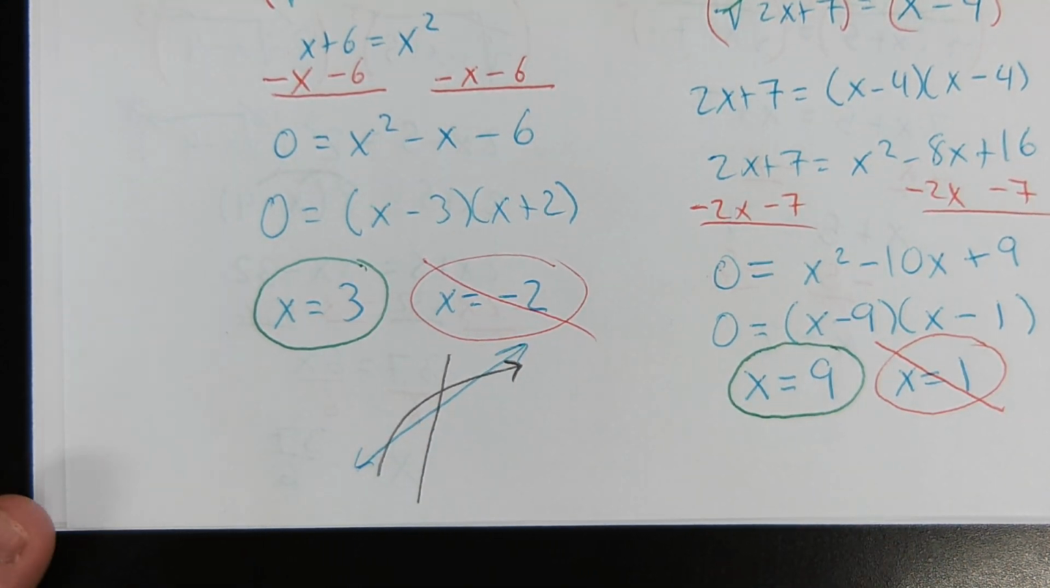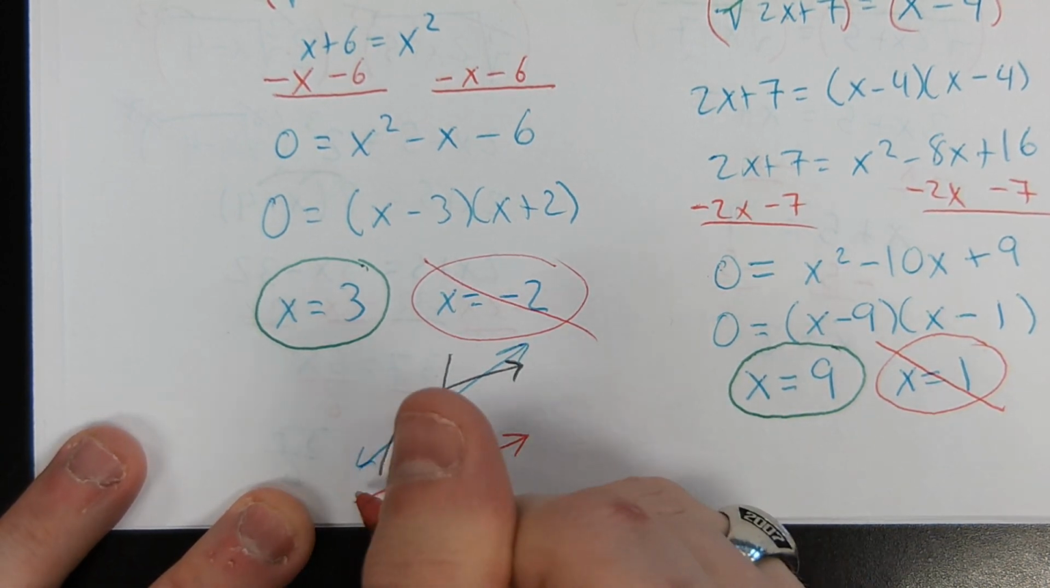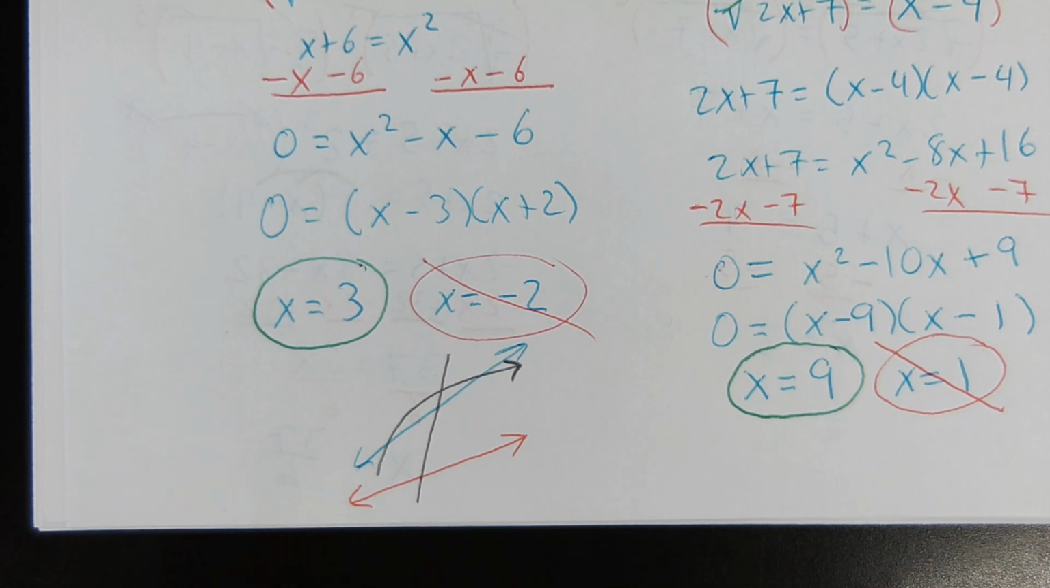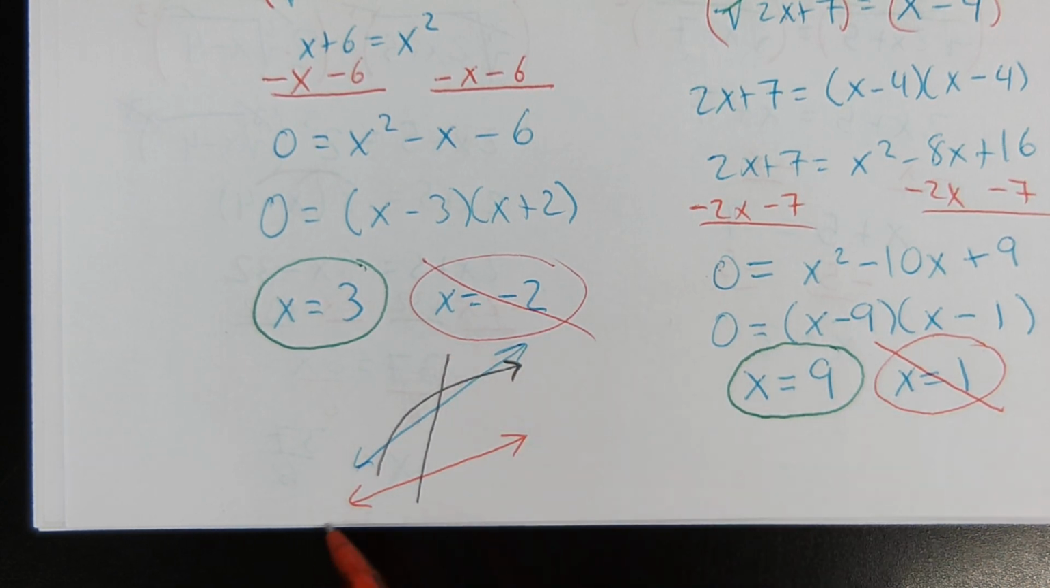Is it possible to get zero solutions? Absolutely. My line could do this. And that one would have zero solutions. So if you check and you get answers and you check them and neither one of them works, then you would just write no solutions. So it's 100% possible to have two answers, one answer, no answers, and that's why we check. Okay? All righty.